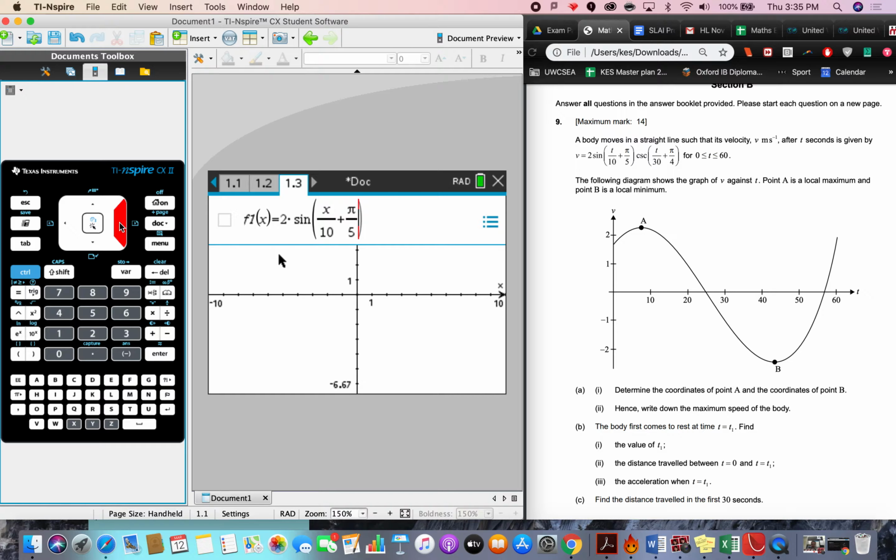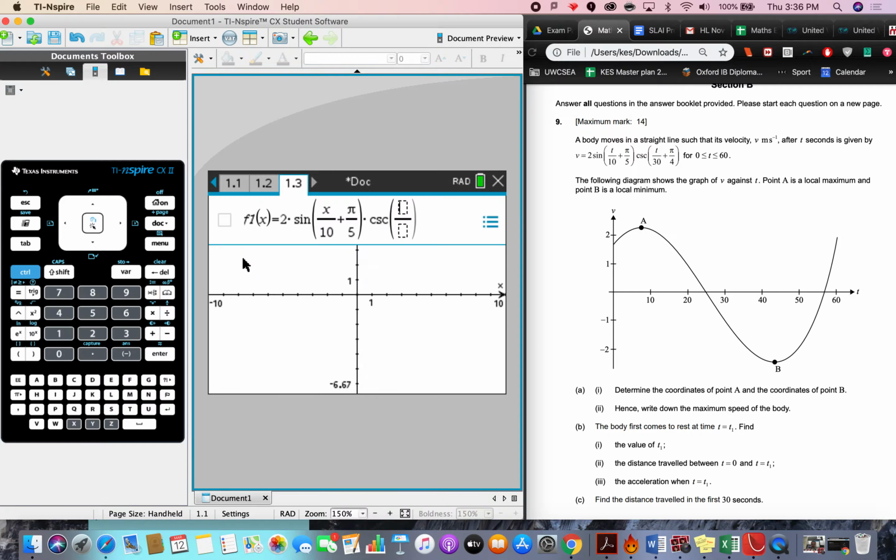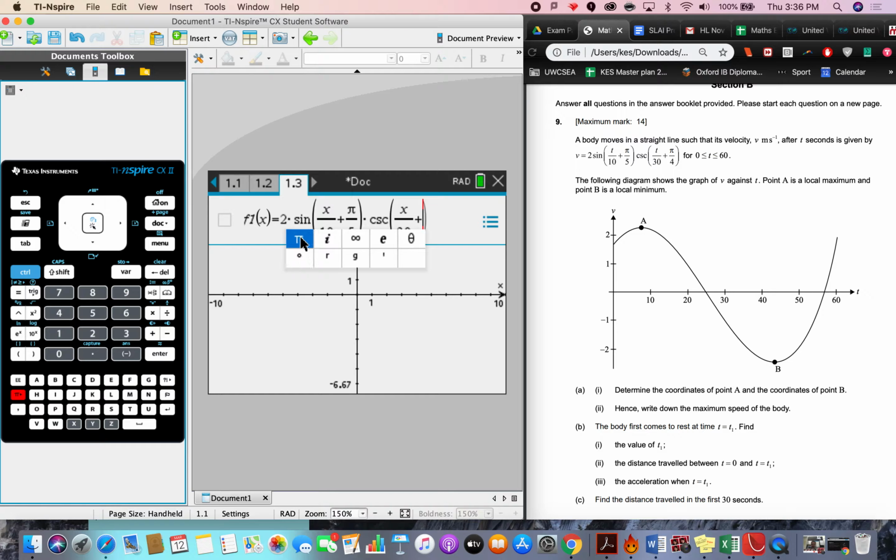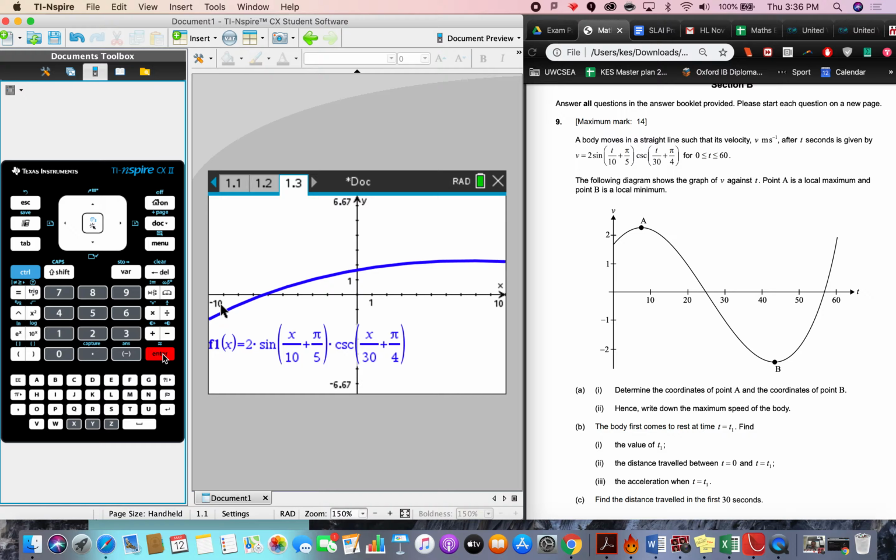Brackets there, ready? Same again, fraction button. x over 30, plus pi, divided by, let's see if it'll do it nicely. Yeah, I think that'll be okay. Okay, let's try that. All right, does that look right?